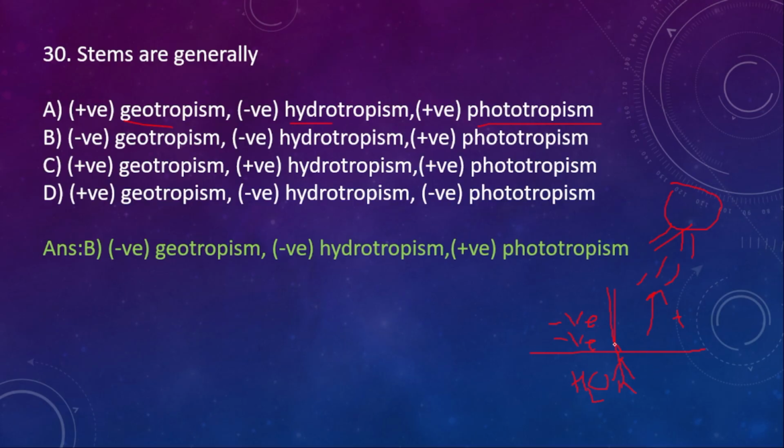When it comes to the root, it is opposite. Roots are positively hydrotropic and positively geotropic, isn't it? But negative to what? Phototropic, isn't it? So here the correct option is B.